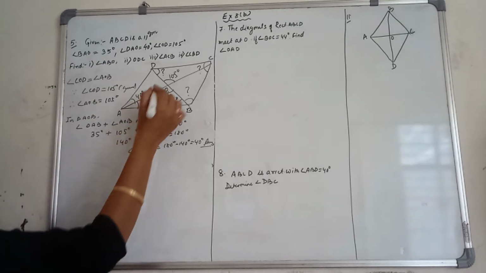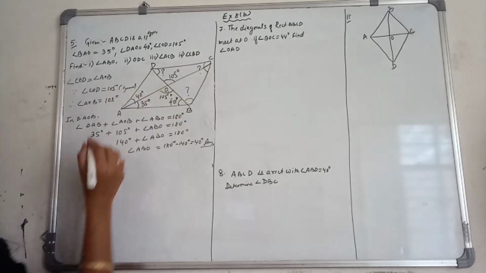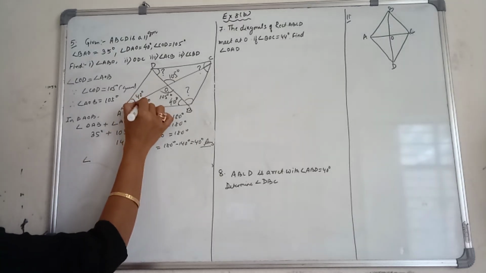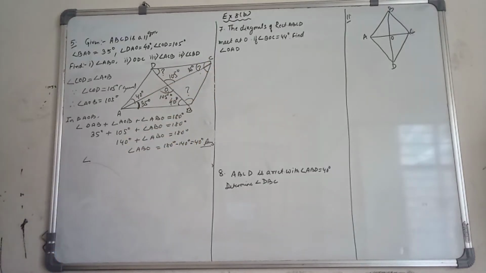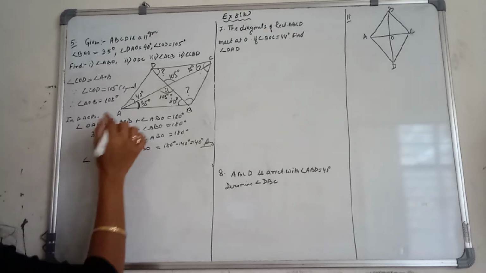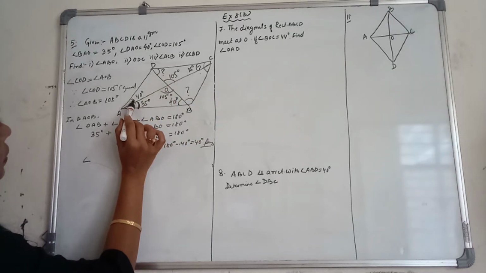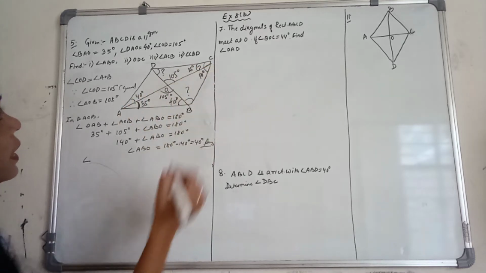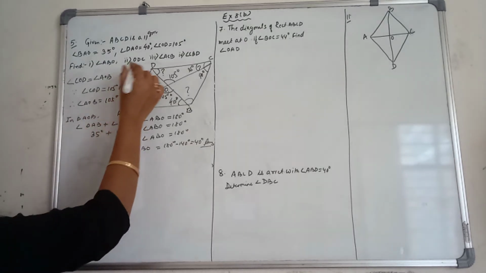Now ODC, if you see, this is ODC. So here this angle is your 35 degrees. It means this is also 35 degrees because alternate angles. So what we can write here, this is 35 degrees and if you see this one is your 40 degrees. So this is also your 40 degrees, alternate angles. So find out angle ODC.